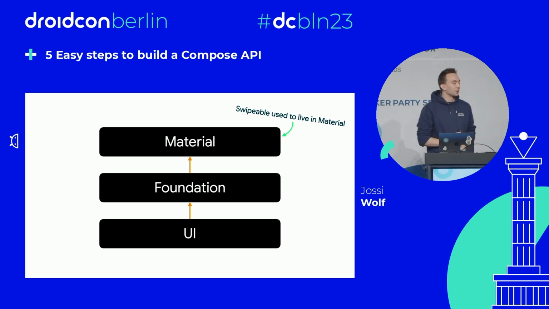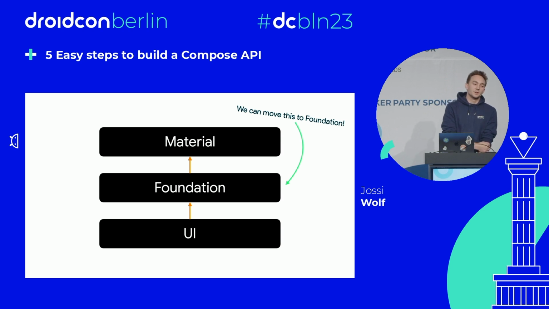And then we have Material, which is kind of like this very opinionated layer, right? The Material design system follows its own set of rules, has very, very opinionated usage, and is made for more narrow use cases. So when we were looking at swipeable, we were thinking, hey, is Material really the right place for this? Because developers were asking us, we want to build something without Material. We want to use this without Material. And so we investigated, and we actually found, yes, we can move this to Foundation.